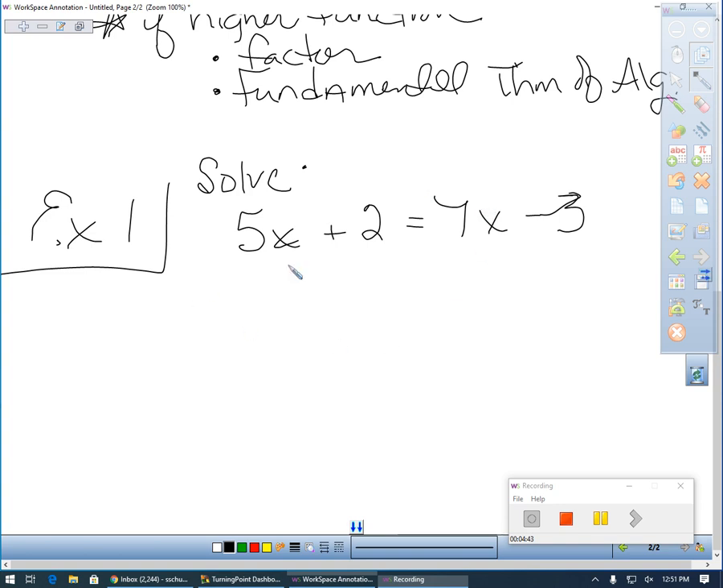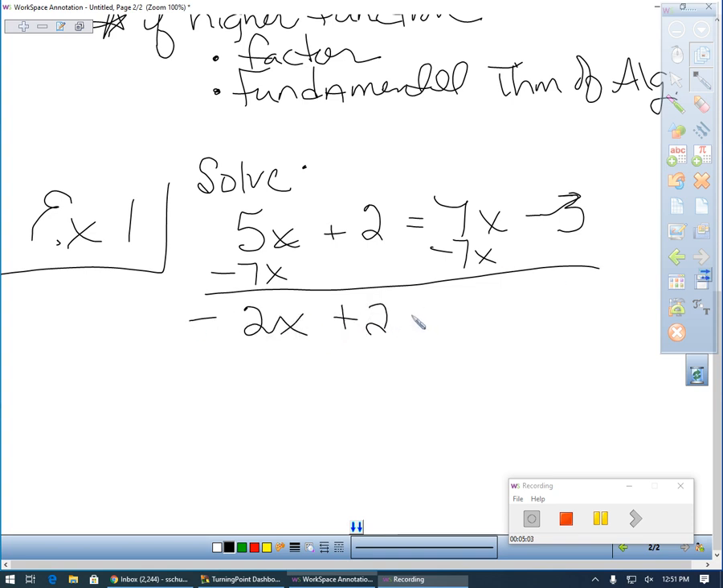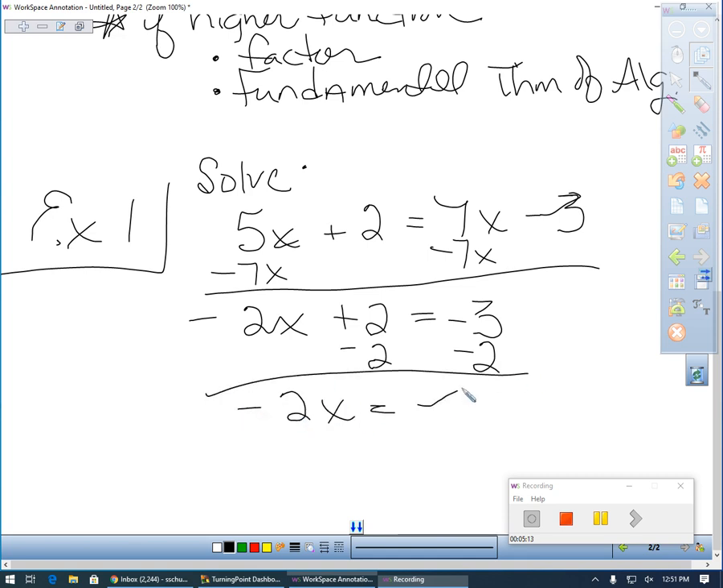We're going to move our x's to the left, so I'm going to subtract 7x to this side. So I have negative 2x plus 2 equals negative 3. I'm going to subtract 2 to the other side. So I have negative 2x equals negative 5. And then what? Yeah, divide by negative 2. And x equals 5 halves. Beautiful. Super easy, right? Okay.